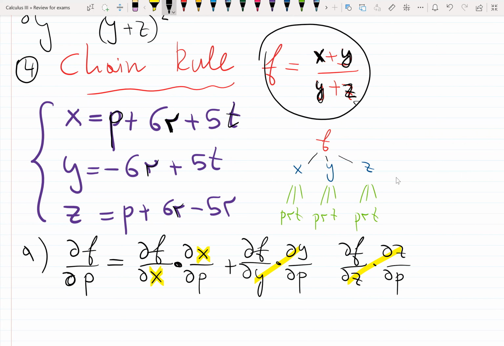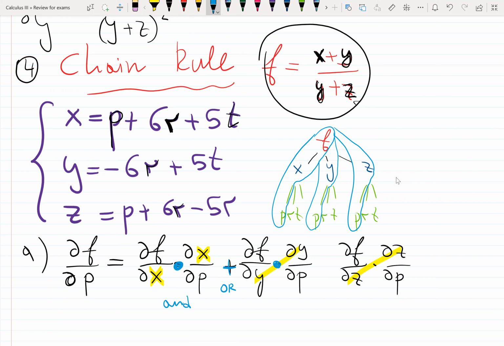If they want me to dig into pocket P, I have 3 different paths to check. Derivative of f with respect to x, and then derivative of x with respect to p. Derivative of f with respect to y, and y with respect to p. Derivative of f with respect to z, and then z with respect to p. So see the English language here. I say "and", that is product. If you took a pre-calculus class, you know that. And means product. Or check the other pocket, that is addition. Because it's either pocket x and then p, or pocket y and then p, or pocket z and then p. Does it make sense?